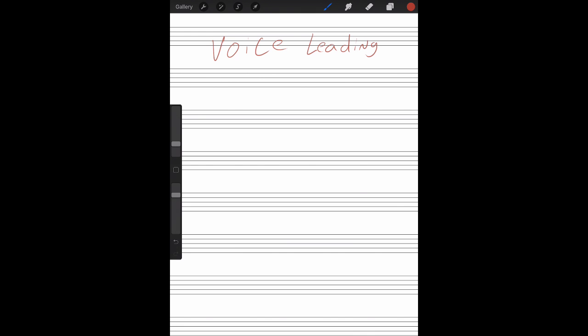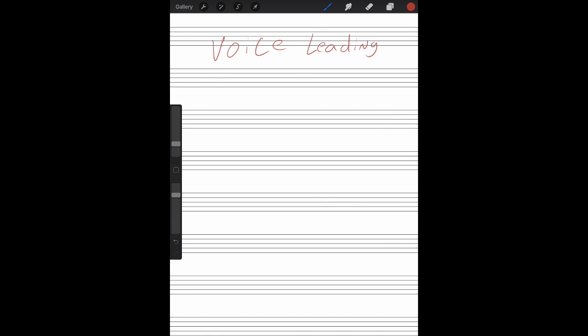Voice leading refers to the way that individual voices or notes of the chord move in a series of chords. A series of chords, we can call that a chord progression. The goal of voice leading is to have each voice move as little as possible in a melodically interesting way from chord to chord.